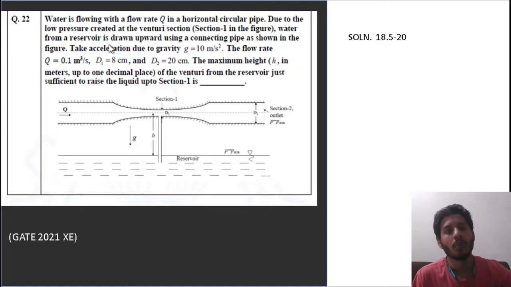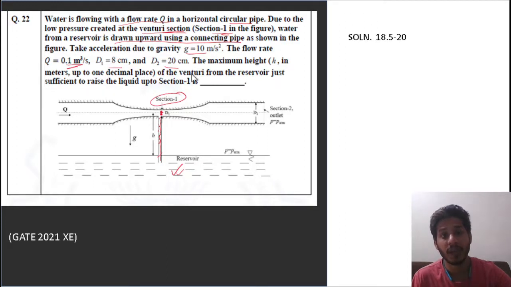Read the question. Water is flowing at a flow rate Q in a horizontal circular pipe. Due to the low pressure created at the Venturi section 1 in the figure, there's a low pressure at this section. Water from a reservoir is drawn upward using a connecting pipe. See, this is the reservoir and this is the pipe. Due to the low pressure at this section, it starts sucking this fluid upward. The acceleration due to gravity g, flow rate Q, D1 and D2 are given.